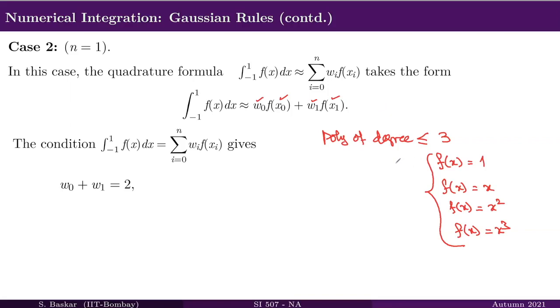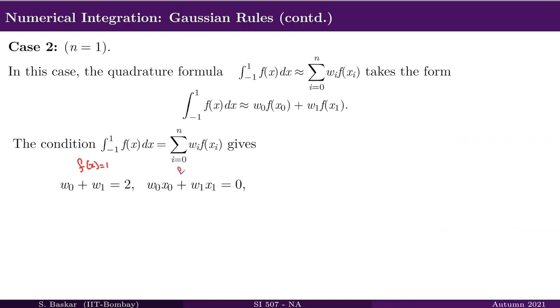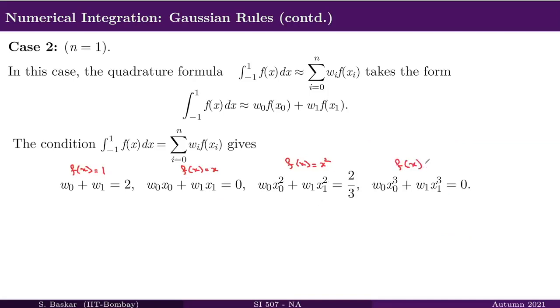If you impose f of x is equal to 1, we get this equation. Then if you take f of x equal to x, you get this equation. If you take f of x equal to x square, you get this equation. Finally, f of x equal to x cube, you get this equation. Therefore, you have 4 equations. Note that these are nonlinear equations. Hence, you obtain a system of nonlinear equations, unlike in the previous case, where you had a system of linear equations.